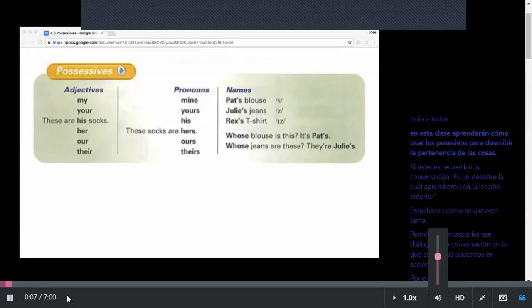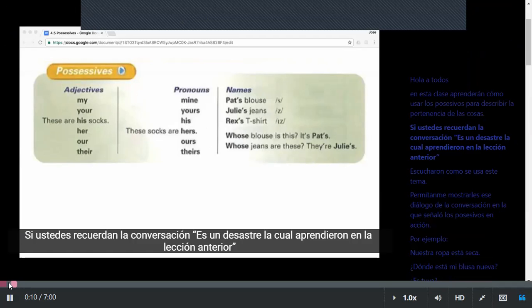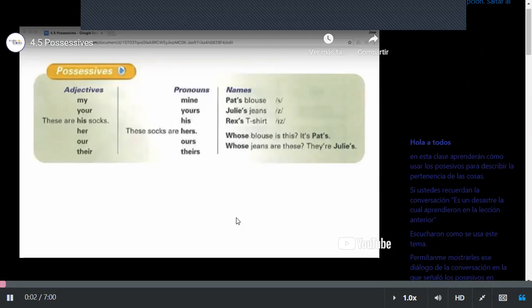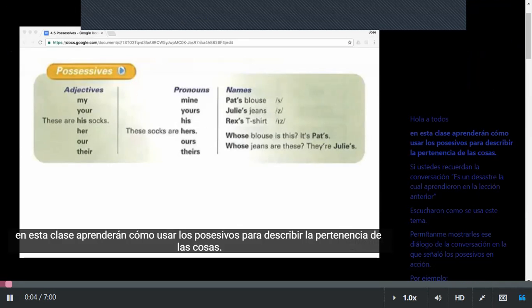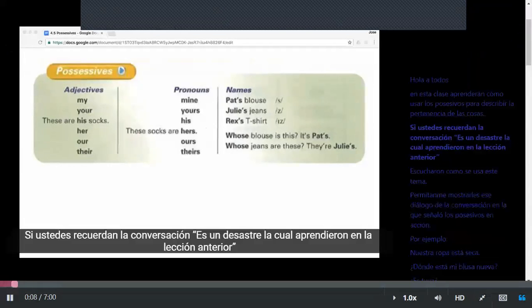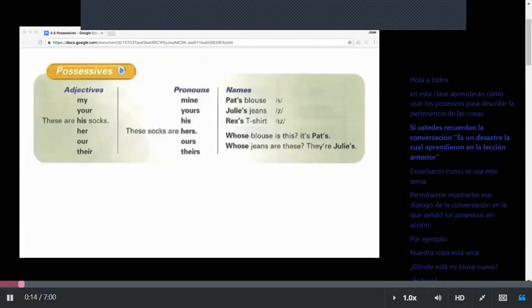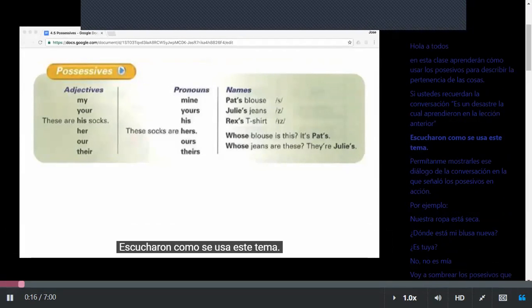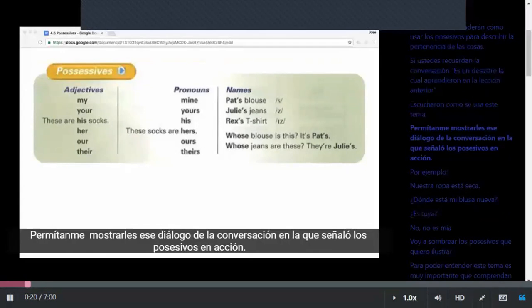Hi, everyone. In this class, you'll learn how to use possessives in order to describe belonging of things. If you recall the conversation, it's a disaster, which you learned on our previous lesson. You heard how this topic is used. Let me quickly show you that conversation dialogue, and I'll point out the possessives in action.